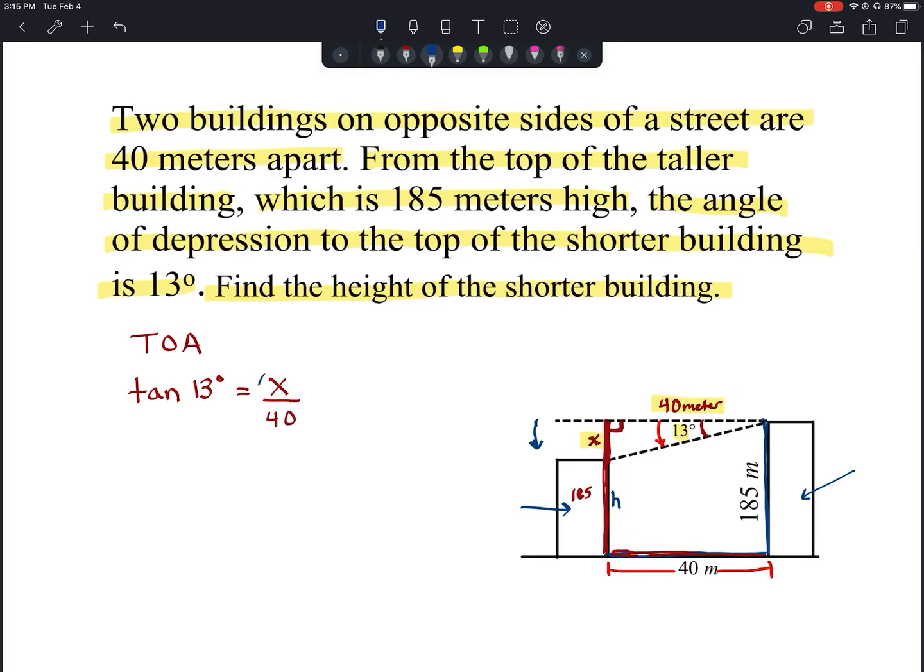And now to solve it here, we're going to multiply both sides by 40.